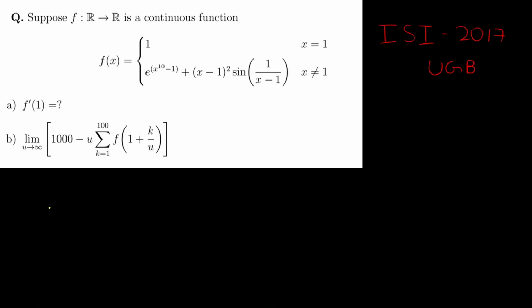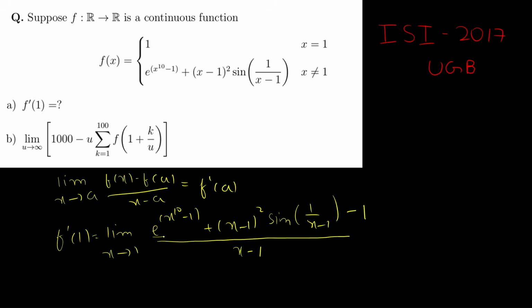f dash of 1. They are asking us the derivative at a particular point. So I want to use the definition. I want to use this form of first principle of derivative: limit x tends to a, f of x minus f of a divided by x minus a, is equal to f dash of a. Here a is nothing but 1. Now I will write this one. f dash of 1 is equal to... Now let us combine these two terms, e power x power 10 minus 1 and this minus 1.